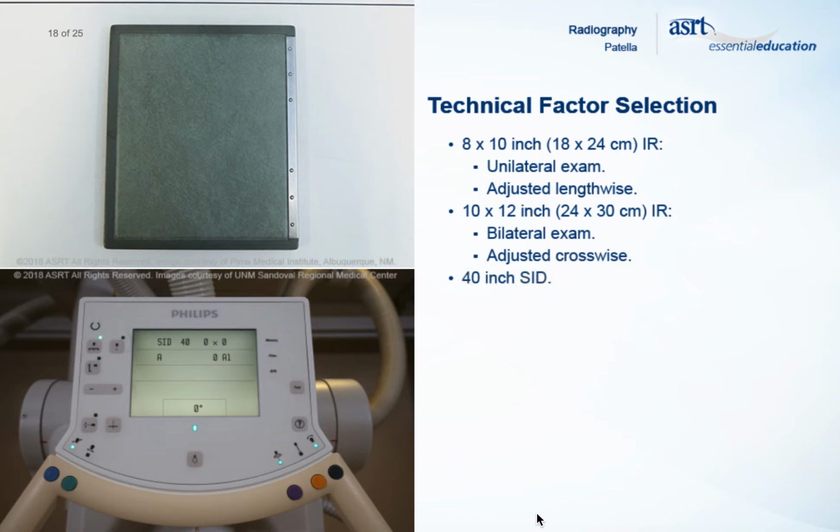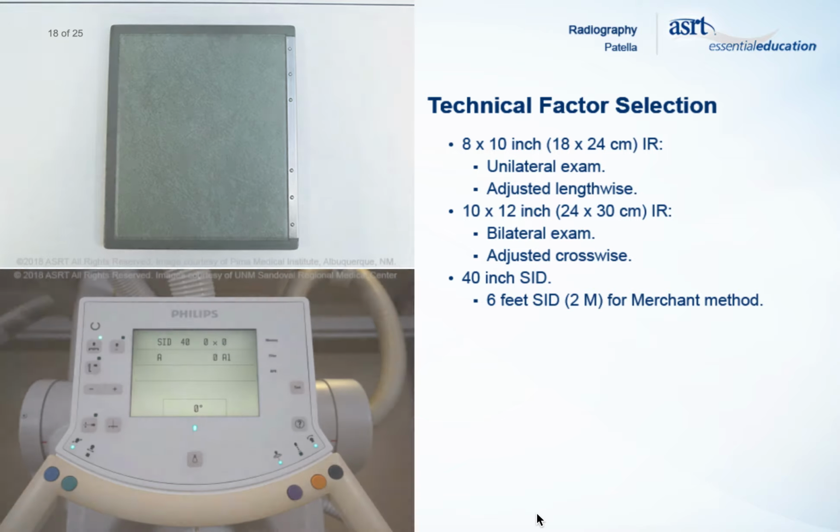The SID is set at a minimum of 40 inches, although some departments may require a longer SID. It is recommended to use an SID of 6 feet or 2 meters when performing the Merchant method to compensate for the increased OID and reduced magnification of the patellae.